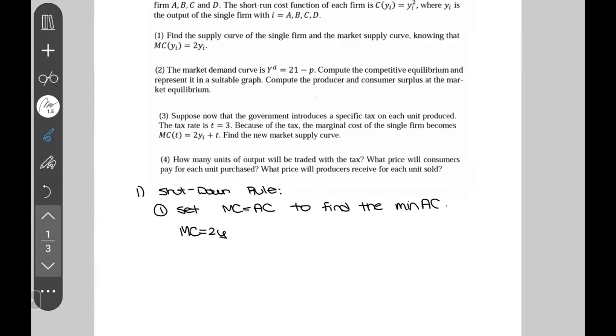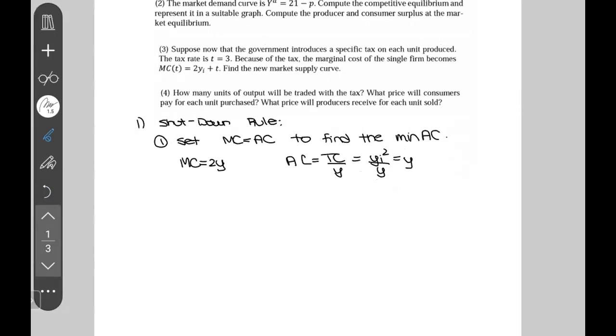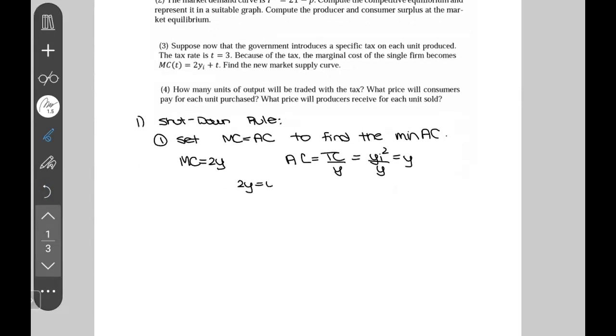And then for the average cost, you're just taking the total divided by the quantity. So we have total cost over y. Total cost was y squared, and so over y, that's just going to give us y. So we make them equal to each other. And you could just bring the y's to one side. You're just going to end up with y equals 0. Sometimes it's 0, sometimes it's not.